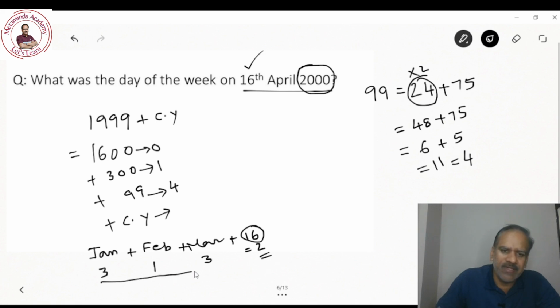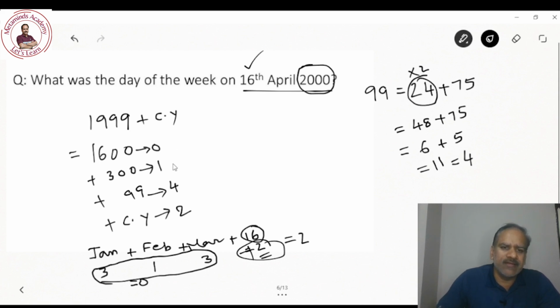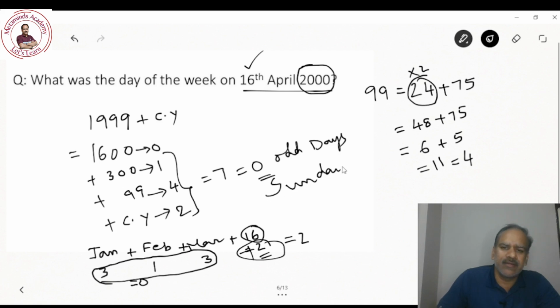So 3 plus 1 plus 3 is 7. 7 is again equal to 0 odd days. So answer is 2. So current year has 2 odd days. So totally it is 5 plus 2, 7. 7 is equal to 0 odd days. 0 odd days is equal to Sunday. So the answer is Sunday. 16th April 2000 was Sunday.